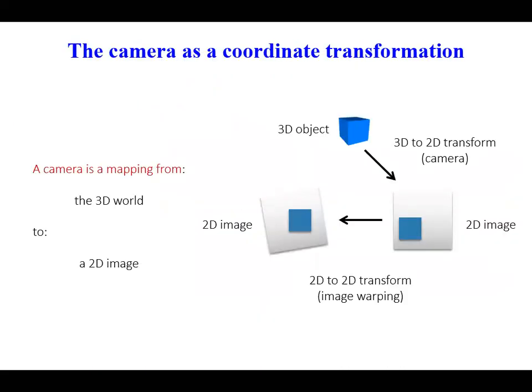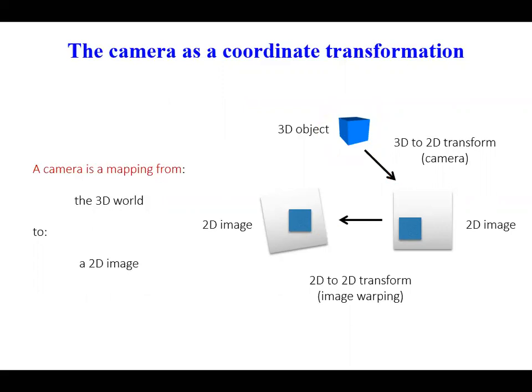So now we would like to know what will be the transformation from my world object to my camera, and from my camera to my image frame. So we need to know two transformations. One from the 3D object to the 2D camera, and then from this 2D camera to another 2D transform with the image itself, which we can think of as image warping. We need to study all of these things. We need to know what will be the exact relation.